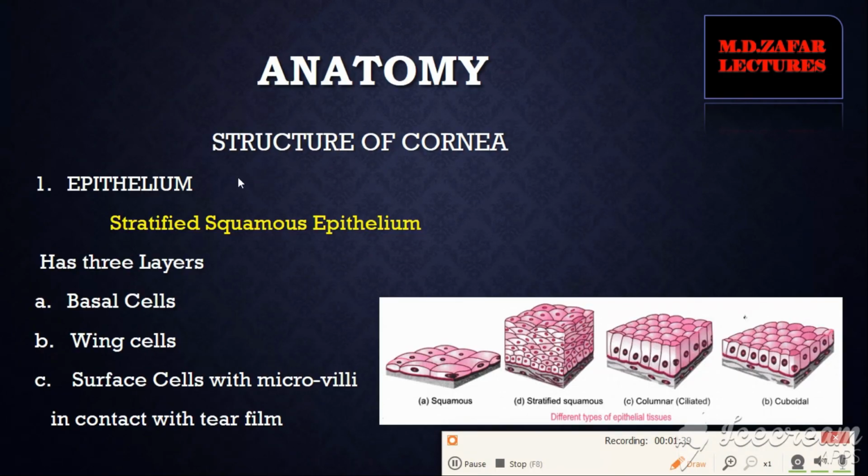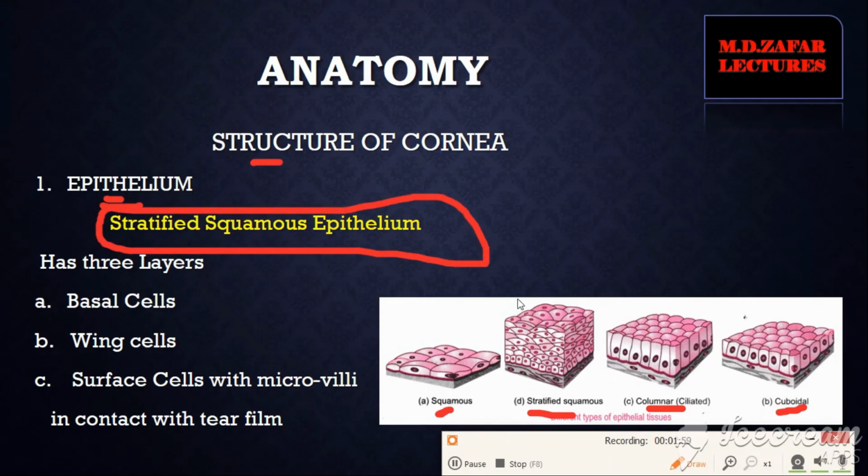Now, number one in the structure of cornea, we have epithelium. There are different types of epitheliums. We have squamous epithelium, which appears to be like this, stratified squamous epithelium, columnar epithelium, and cuboidal epithelium. What we have over here in the cornea is stratified squamous epithelium, which is this one.